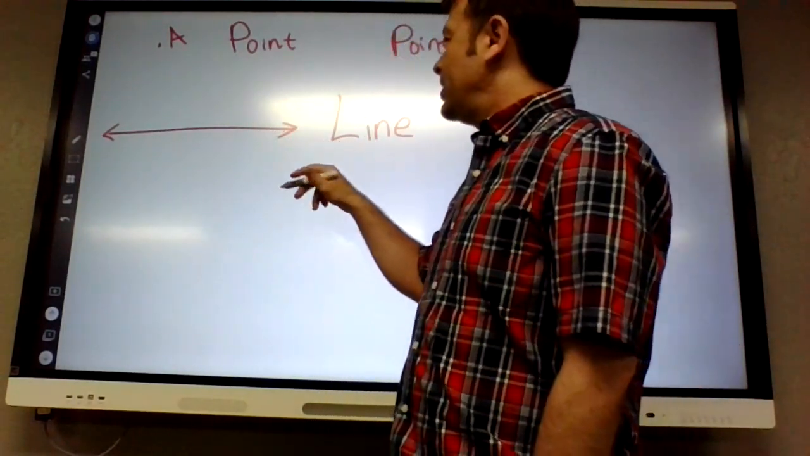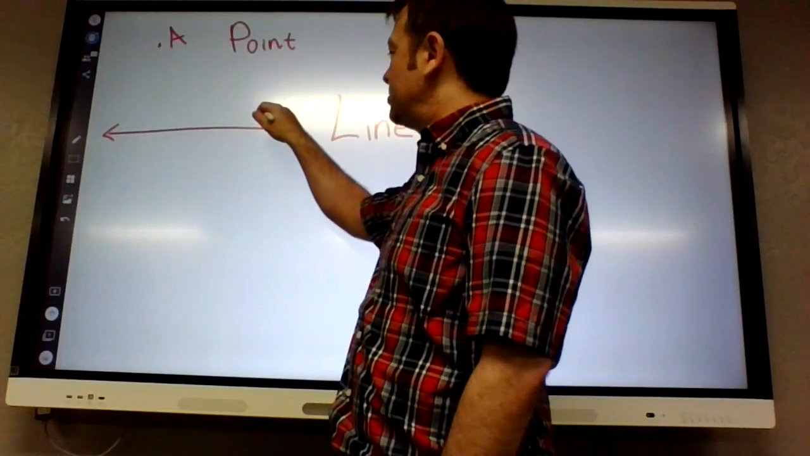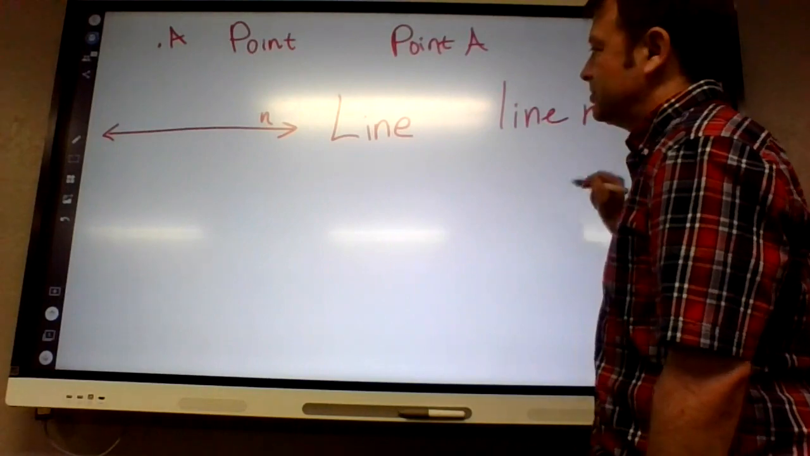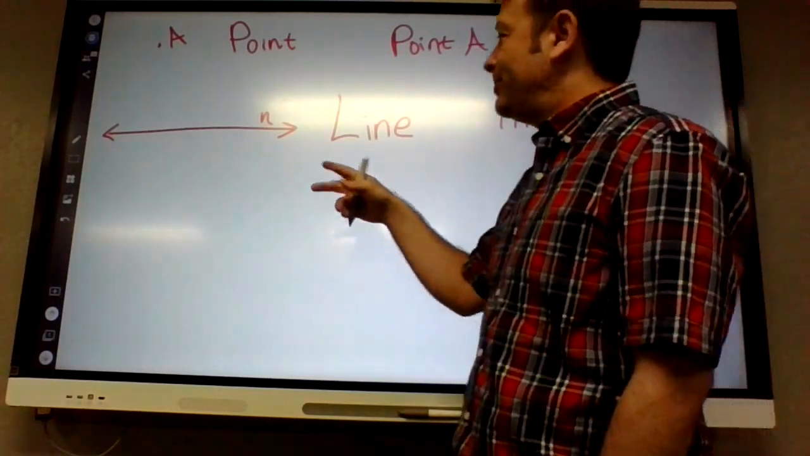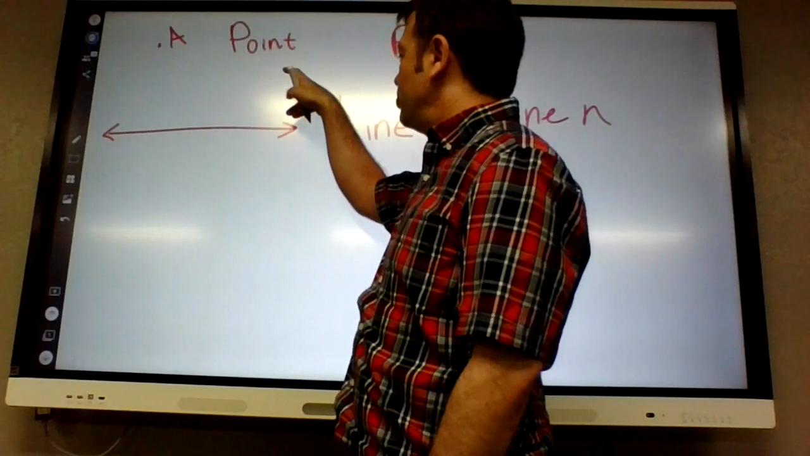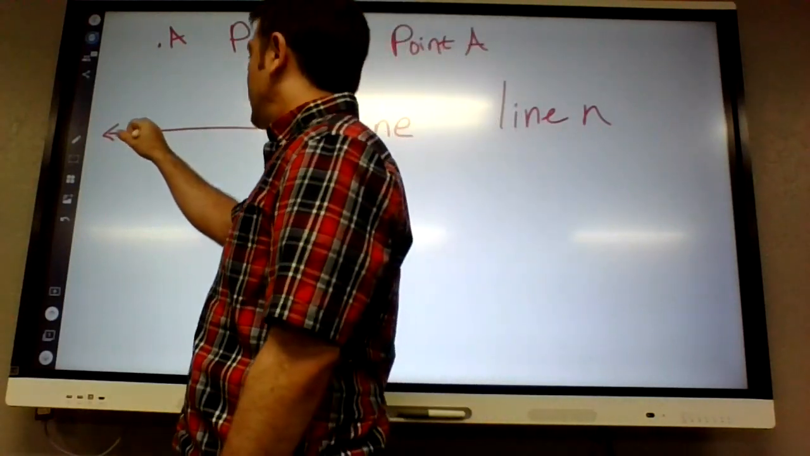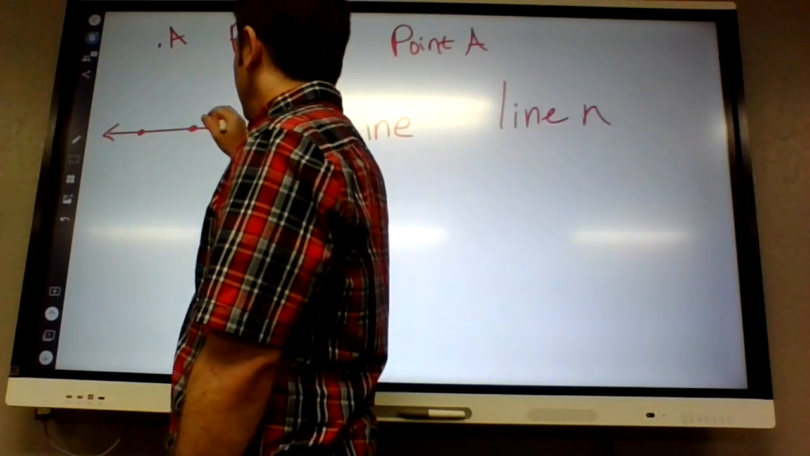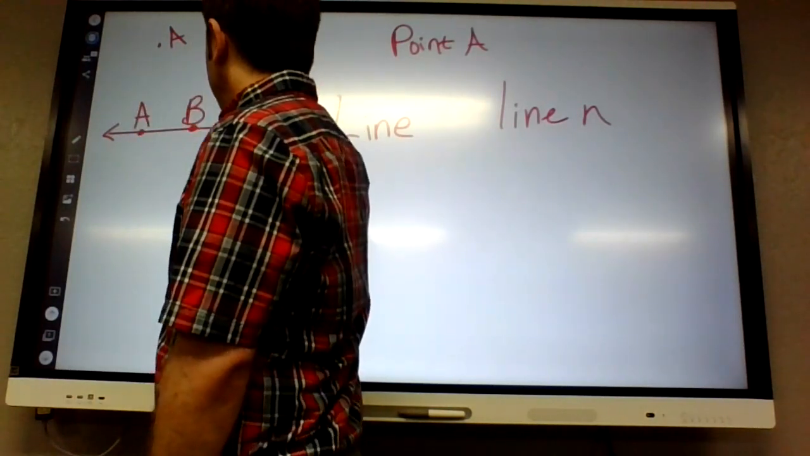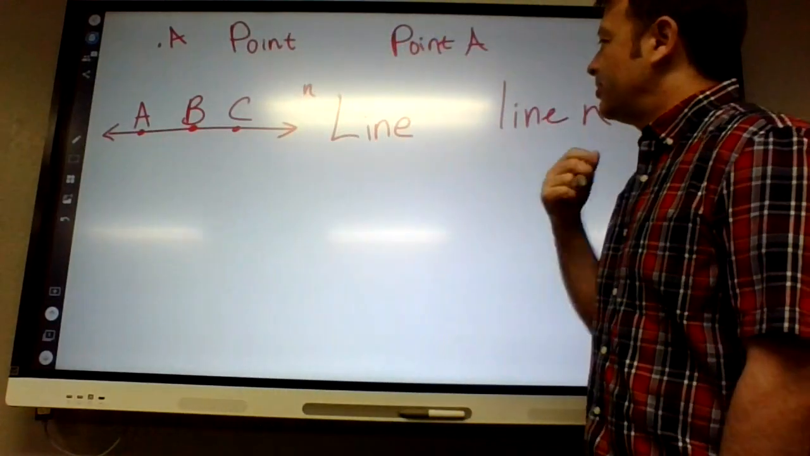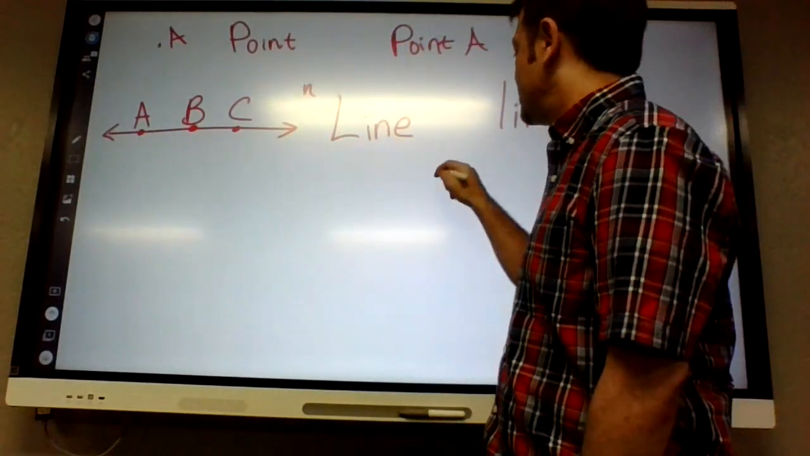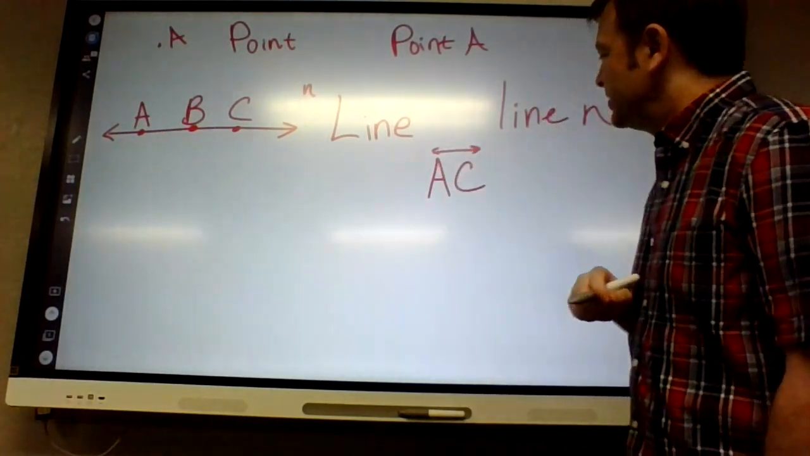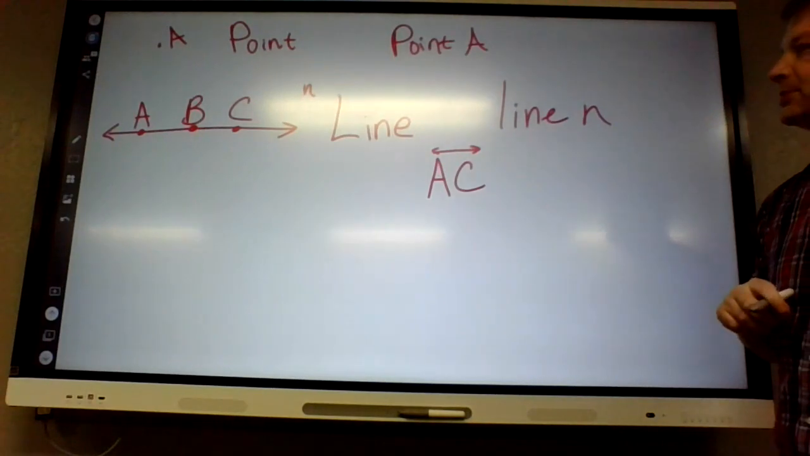To name a line, sometimes they'll put a little letter in the corner. So you can say it's line N. Okay, sometimes they do that. But more often than not, as we go through this year, they will have points that are on the line. And you could call this line AC. Okay, so you write the two letters and the line symbol on top. All right.